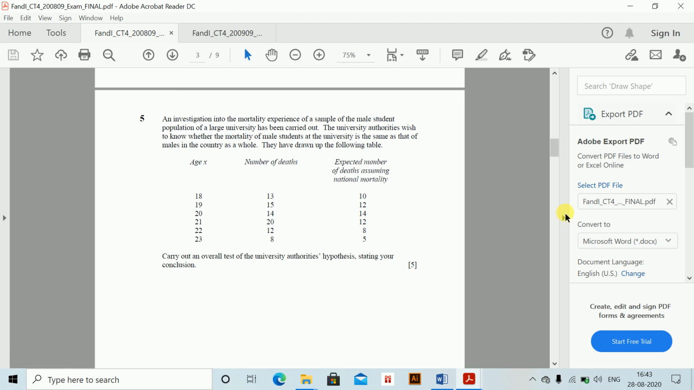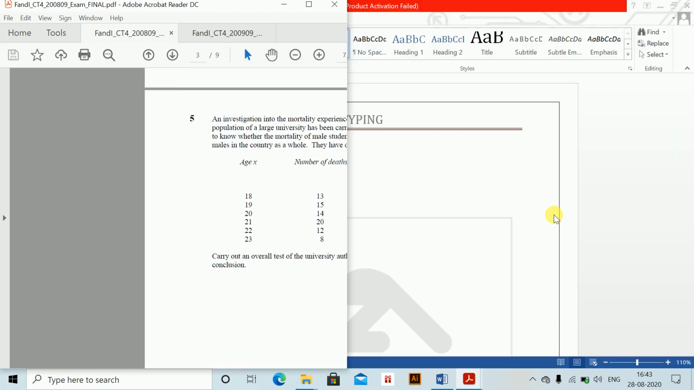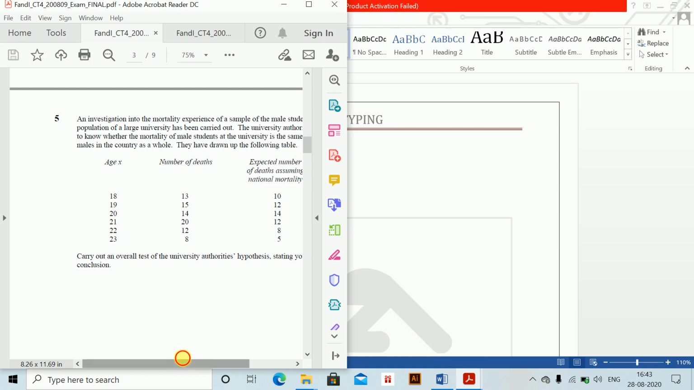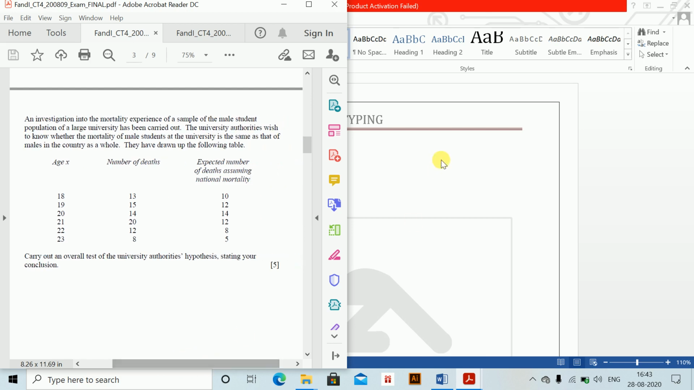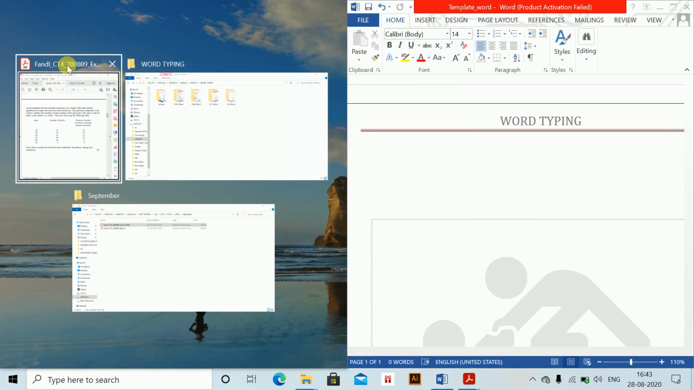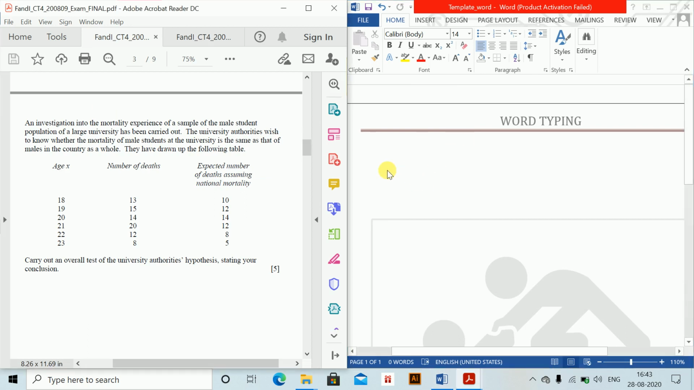So let's solve this. Okay, so this is the question you have, and this is the answer sheet. I have it open here. So let's do question 1.